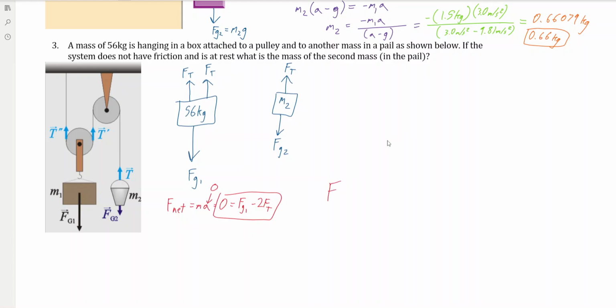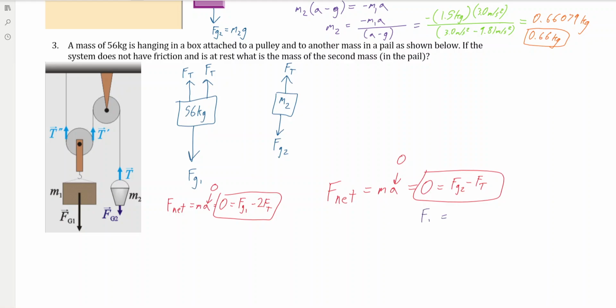So our second mass, let's do the same thing, but for a second mass, MA, well, is it moving? No. So it's 0 equals FG2 minus FT. All right, so now let's rearrange this part here and the other box part, and solve for T in both cases, or rearrange it so that T is on one side in both cases, and I'll show you why in a second. Actually, let's just do it over here.